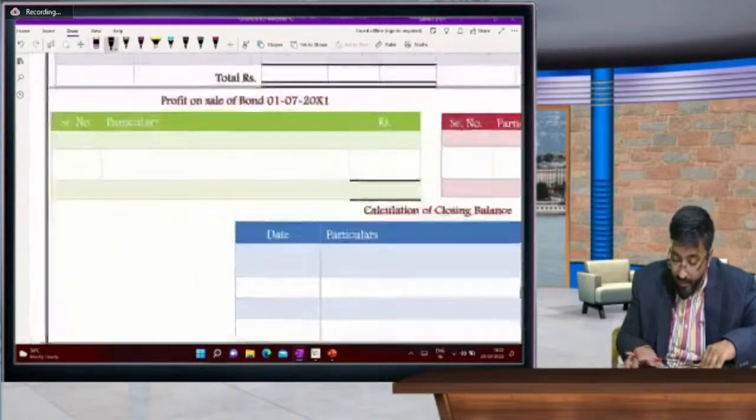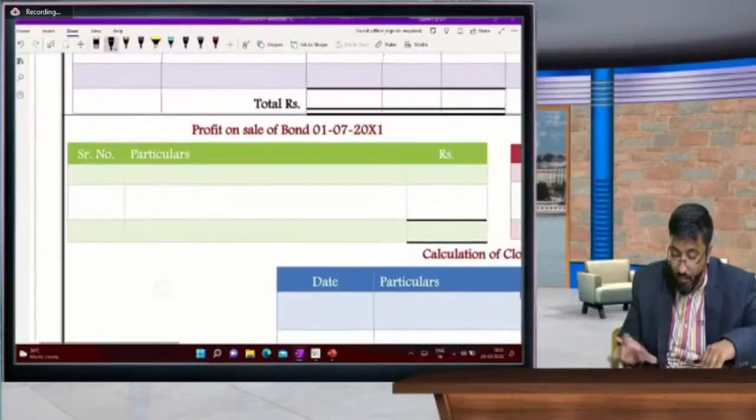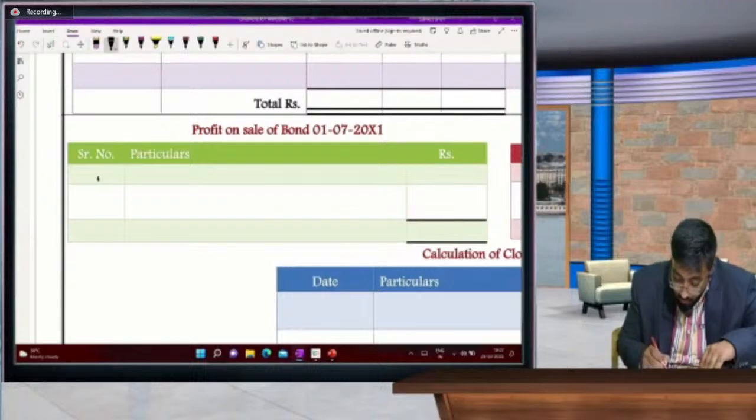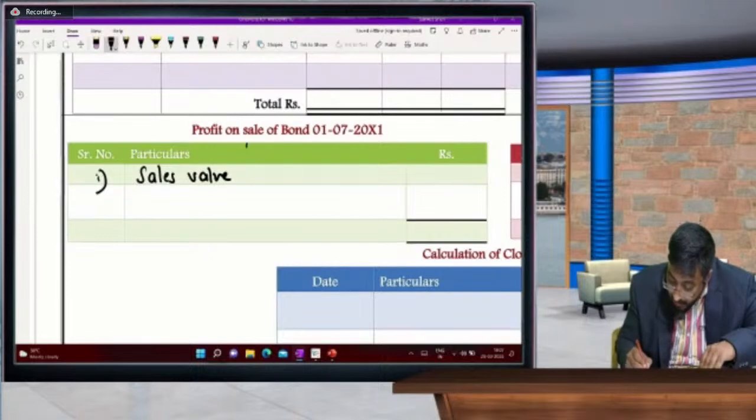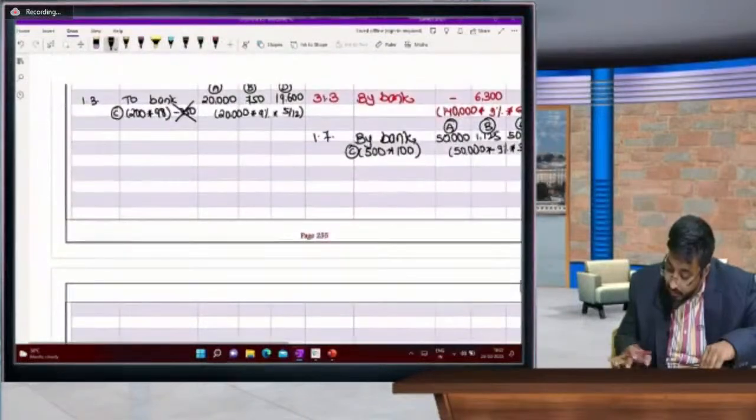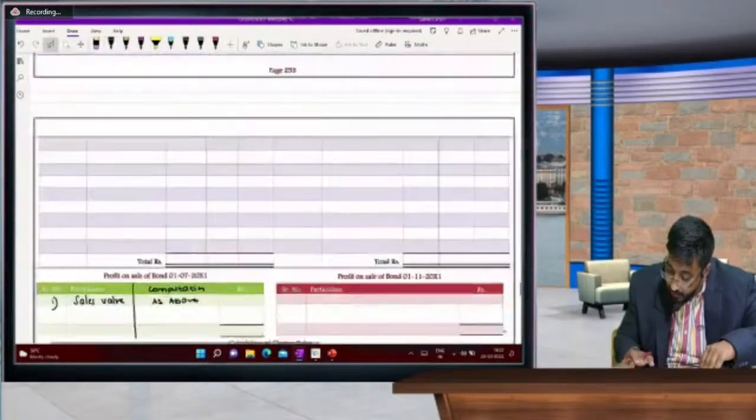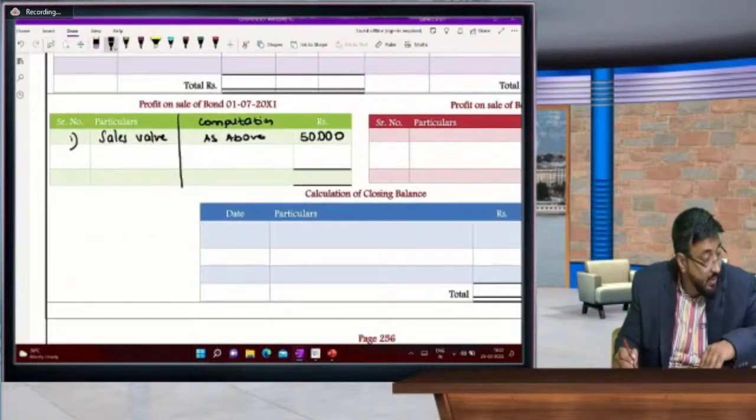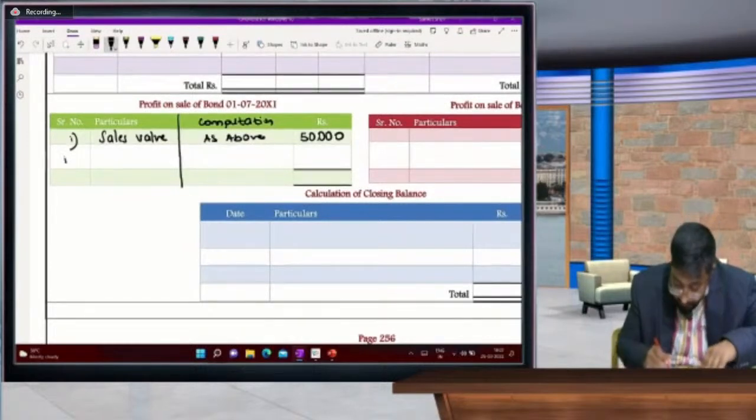And for that, this is the pro forma. Profit on sale of bond. Roman 1. Sales value. Sales value beta. Computation column. As above. So what we have calculated beta? Amount is 50,000 निकाला था ना. As above 50,000. Ex interest column. Face value nahi. This is ex interest.